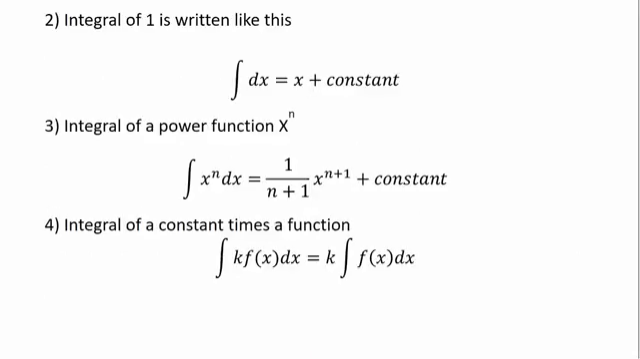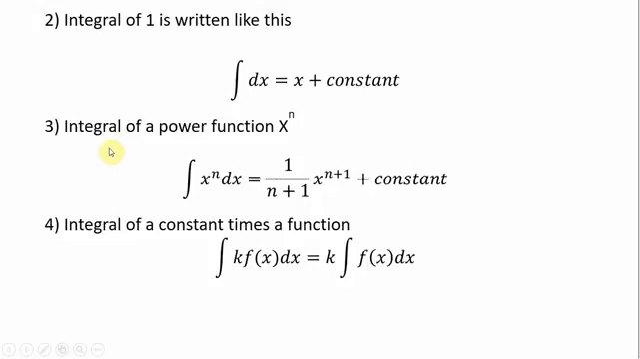A few other rules. If we wanted to take an integral of 1, we'd write it like this. And the integral of 1 is just x plus a constant. Again, we can check our answer. If we take the derivative of x plus a constant, what do you get? The derivative of x is 1, the derivative of a constant is 0, so we get back what we originally took the integral of.